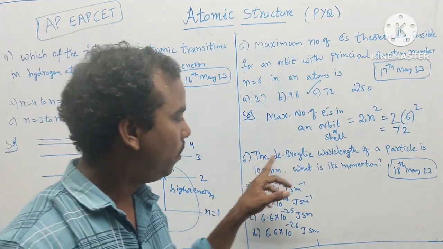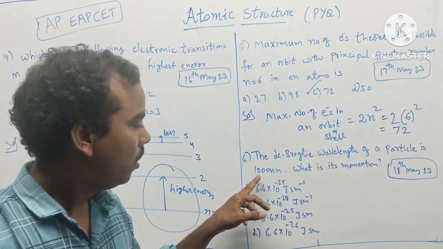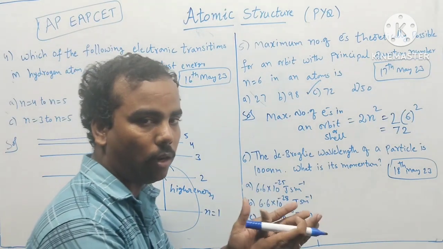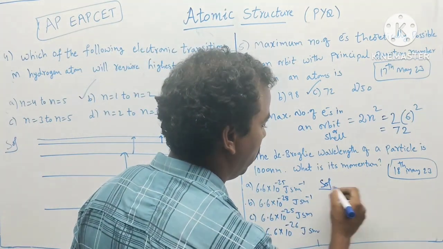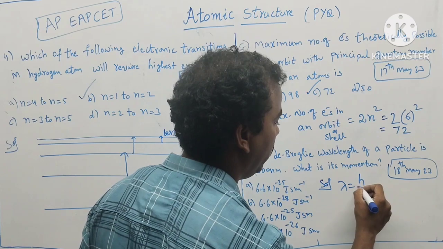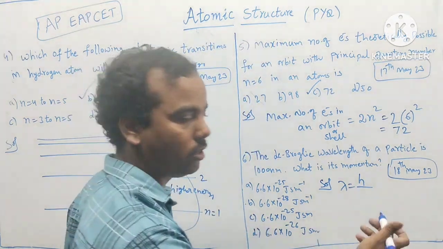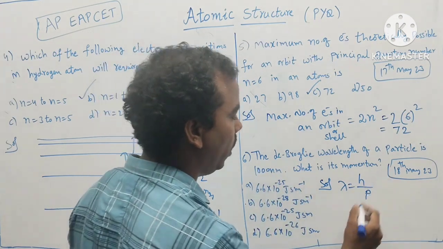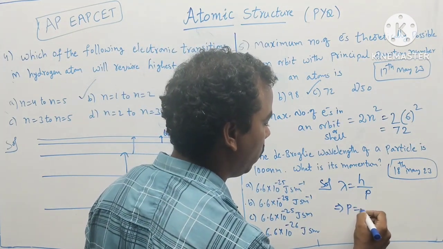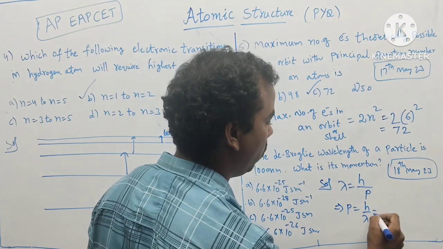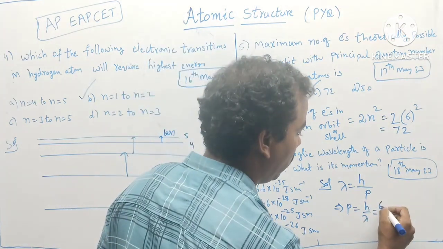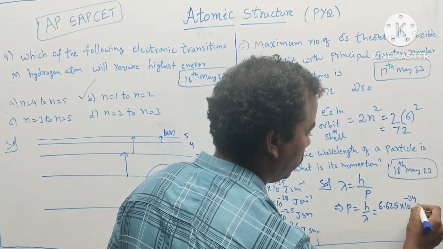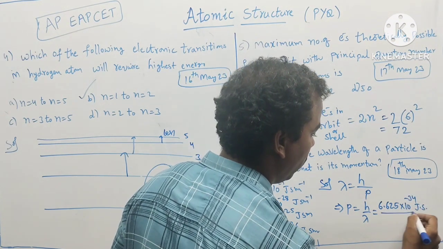Next question. The de Broglie wavelength of a particle is 1000 nanometers. What is its momentum? De Broglie wavelength, momentum. So what is the relation? Lambda is equal to h by mv. mv means mass into velocity, which is momentum, h by p. So to calculate momentum, p is equal to h by lambda. The h value is taken as 6.625 into 10 power minus 34 joule second, divided by lambda.